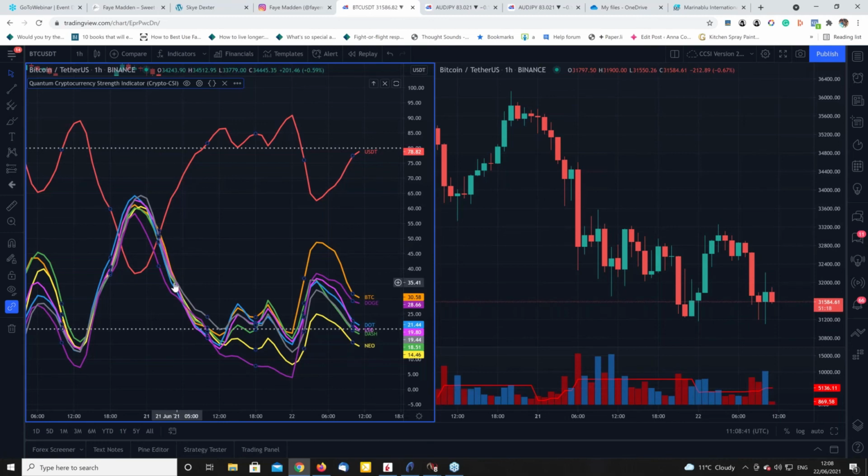Now, whether you jump in on the crosses, whether you're looking at reversal points like this, they are great. That's down to you and your tactical approach. It's as simple as that. But it's hugely powerful.